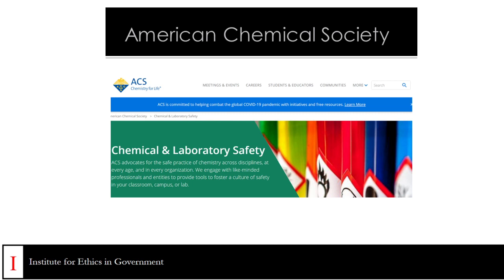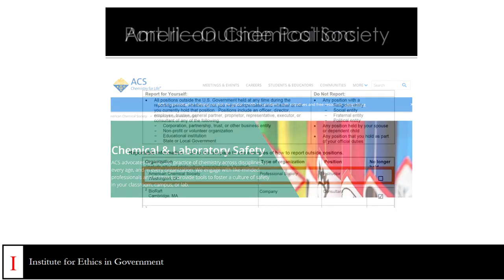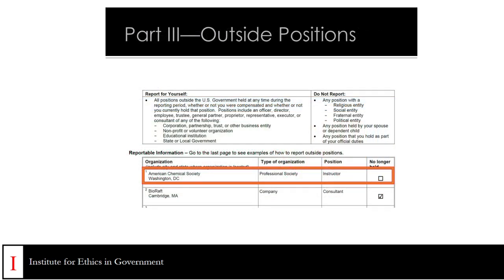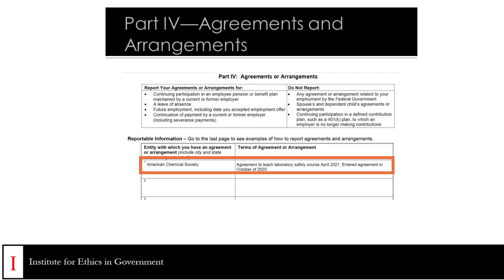work that our employee performs. So as was the case before, we have to use other parts of the form to help us inform what we're seeing on part 1. So if we look at part 3, as we have here on this slide, for outside positions, we see he does list the American Chemical Society as a position, and he indicates that he is an instructor with this professional society.